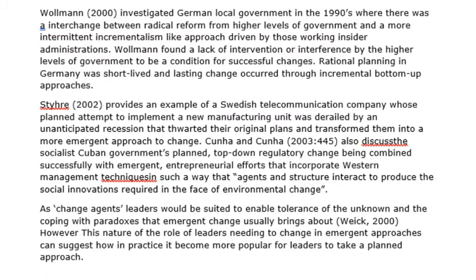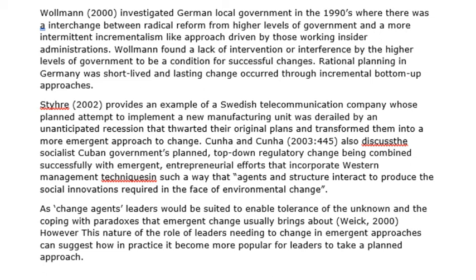Starr in 2002 provided an example of a Swedish telecommunication company whose planned attempt to implement a new manufacturing unit was derailed by an unanticipated recession that thwarted their original plans and transformed them into a more emergent approach to change. Kuna and Kuna in 2003 also discussed the socialist Cuban government's planned top-down regulatory change being combined successfully with emergent entrepreneurial efforts that incorporate Western management techniques in such a way that agents and structures interacted to produce the social innovations required in the face of environmental change.